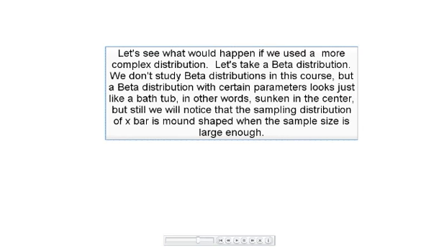Let's see what would happen if we used a more complex distribution. Let's take a beta distribution. We don't study beta distributions in this course, but a beta distribution with certain parameters looks just like a bathtub. In other words, sunken in the center. But still, we will notice that the sampling distribution of x bar is mound-shaped when the sample size is large enough.